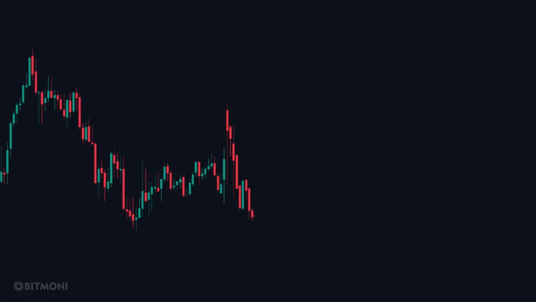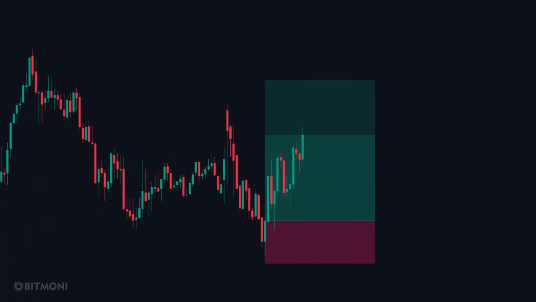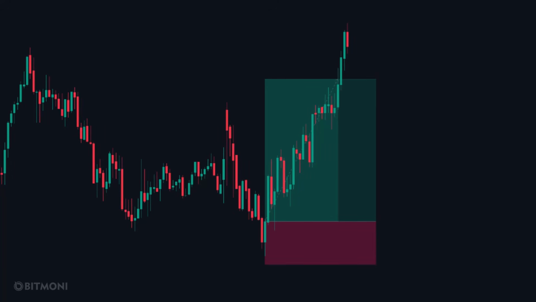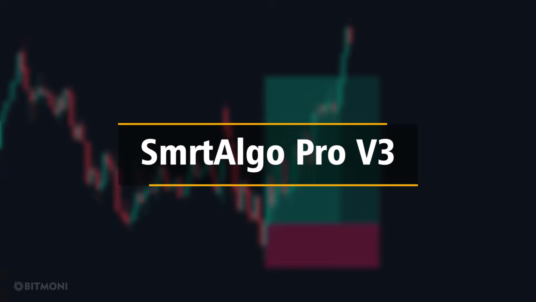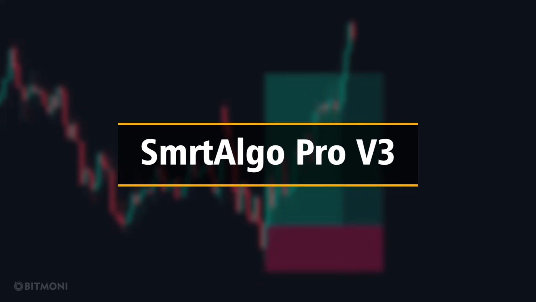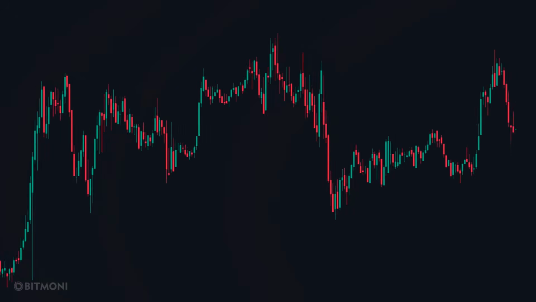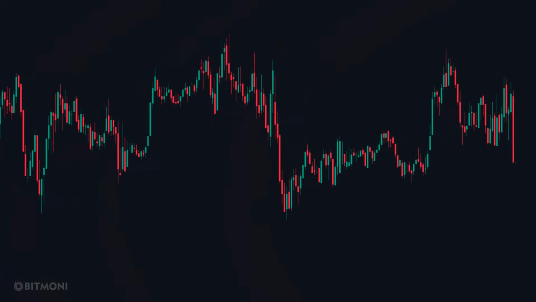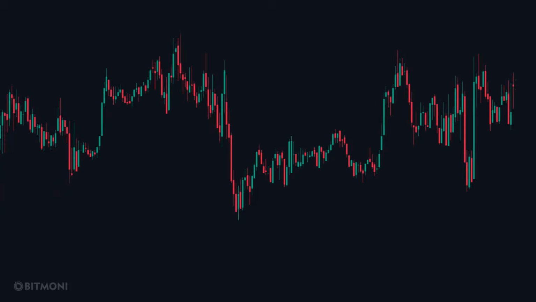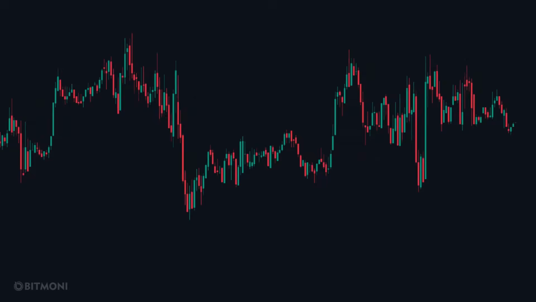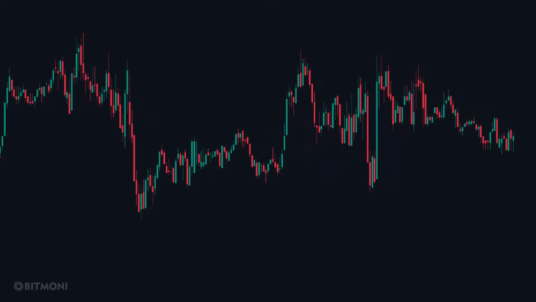Right now, I'm about to show you how I catch trades exactly at the highs and lows, even before the big move begins. This isn't just theory. It's my personal SmrtAlgo Pro V3 setup, tuned to filter out all the noise so I only take sniper entries. I will show you the settings, the hidden features, and the price action triggers I use. And by the end, you'll know how to spot reversals while other traders are still guessing.